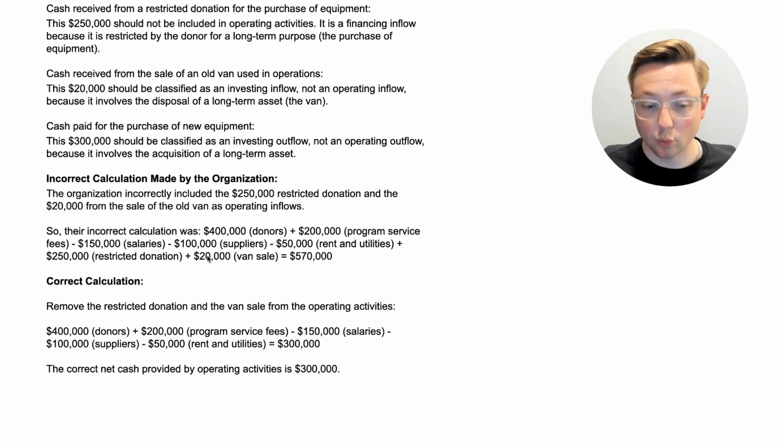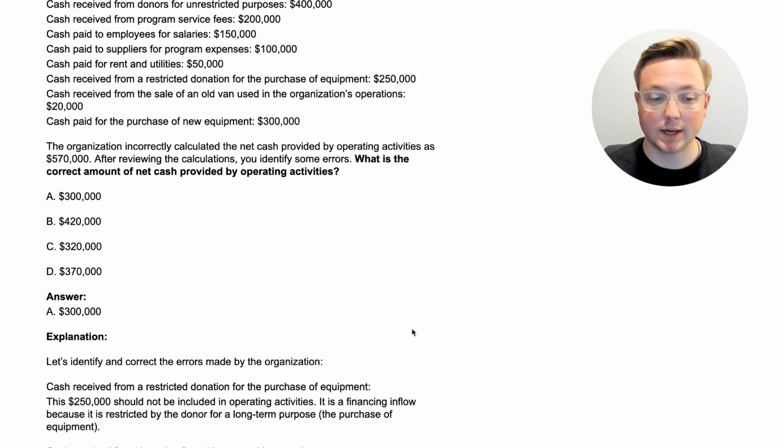Now, when you take those away, you end up with the correct calculation. All these same things. The direct method is pretty straightforward. You just take the cash receipts and the cash payments that have to do with operating activities, and you get to $300,000. So that is the net cash provided, and when it says provided, that means it was an increase in operating activities. So $300,000 increase in the operating activities.